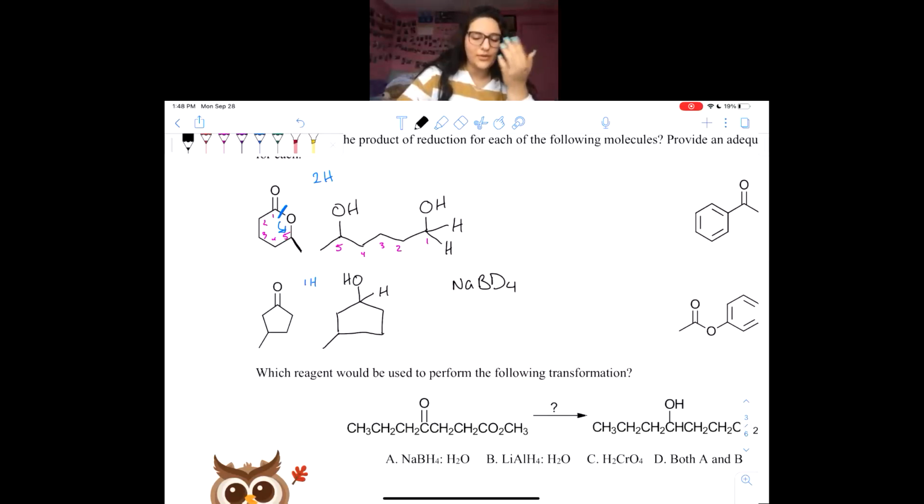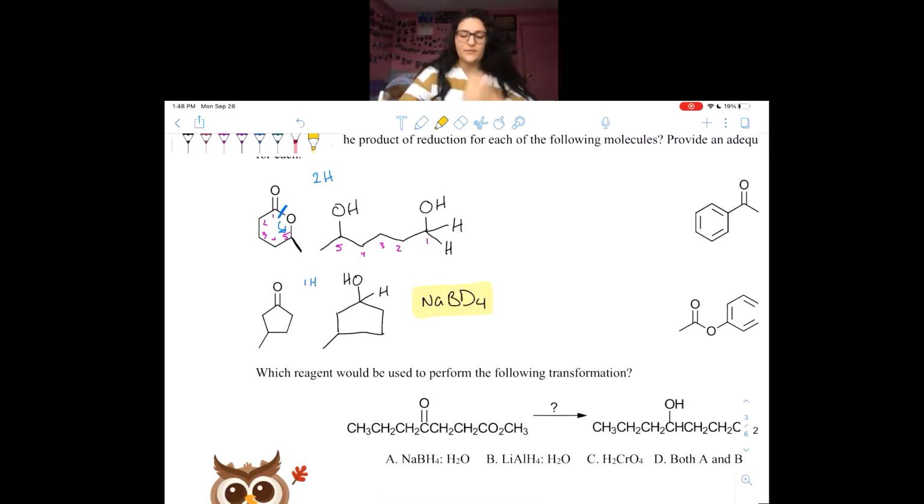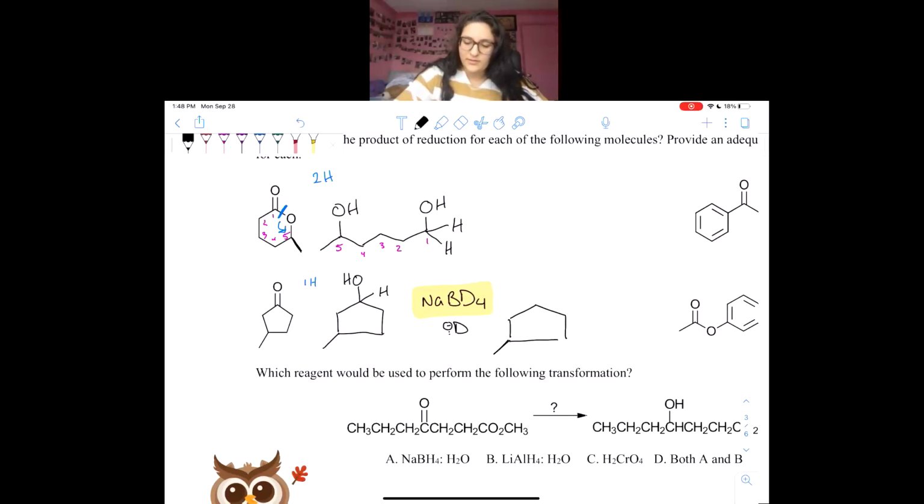But the more important concept there is to watch out for reagents like this, where it's the same reagent as before, but he replaced the hydrogen with a deuterium. And that is important because instead of having H- as our nucleophile, we have D-, which means that the answer will look like that.